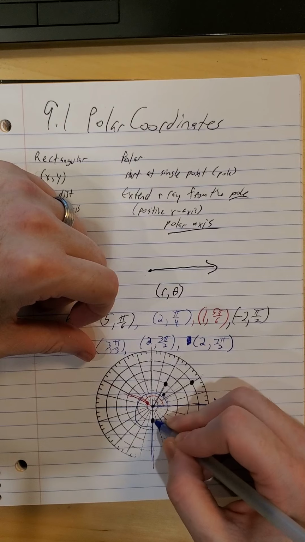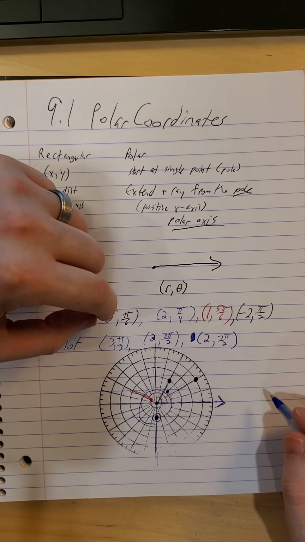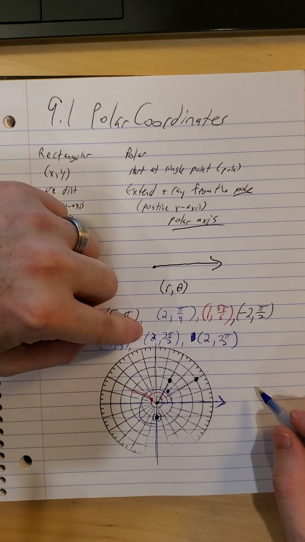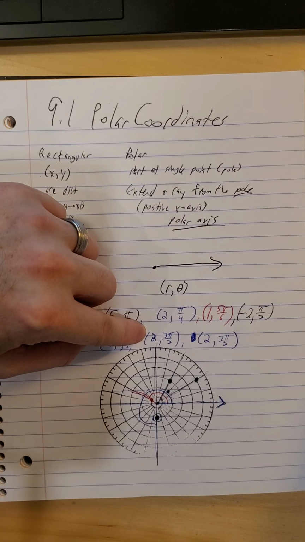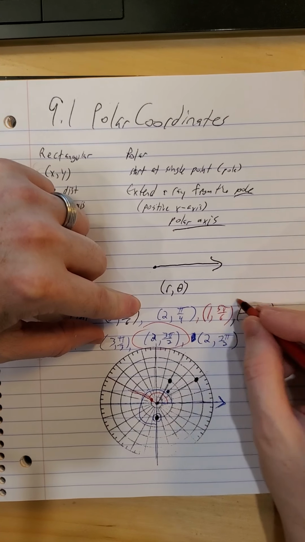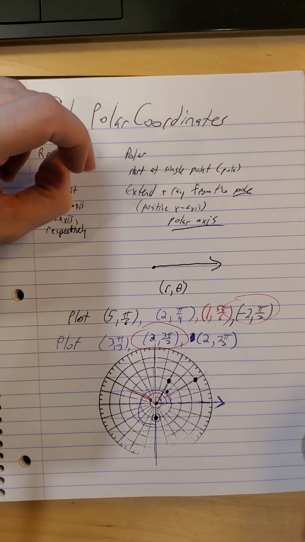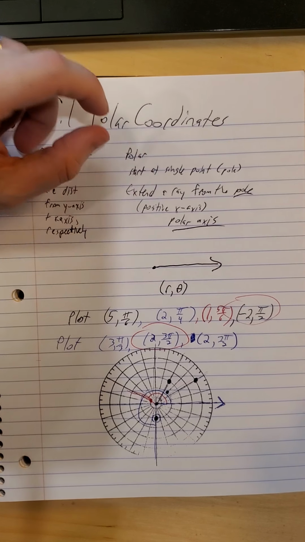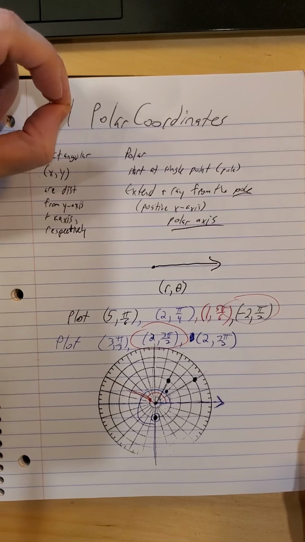And notice that landed us right on top of another point that we already did. That was the same point that we saw with our -2 and pi over 2. These guys spit out the exact same point. So one thing that's different about polar coordinates versus rectangular is the representation is not necessarily unique for any point in the plane.